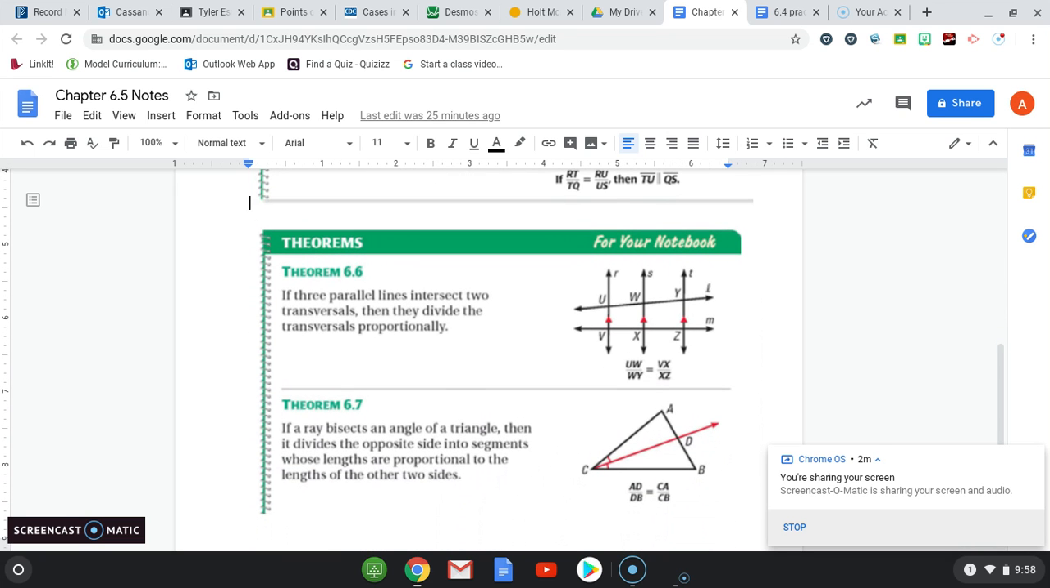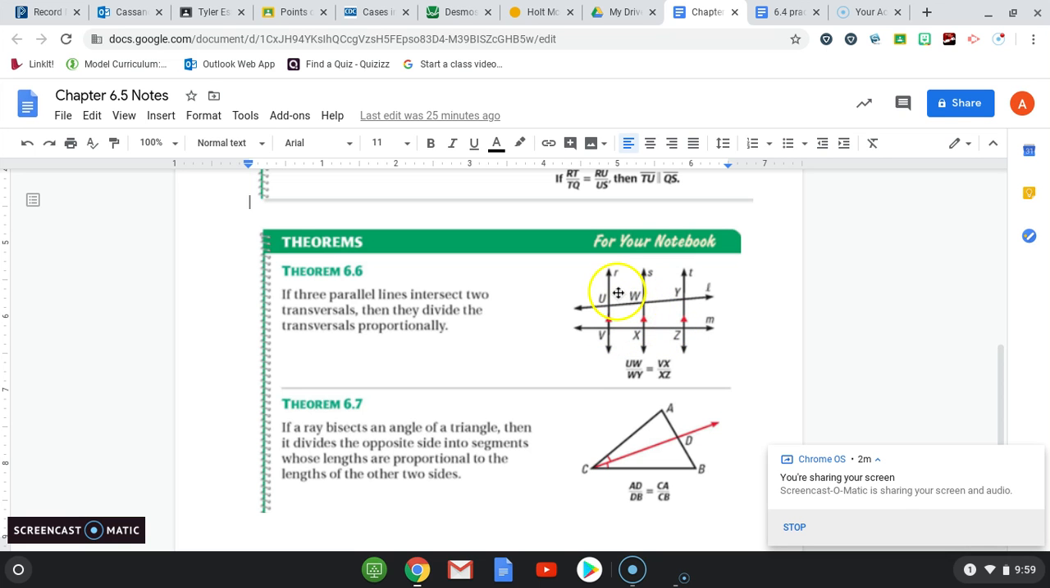The third theorem down here says if you have three parallel lines and you have two lines that are intersecting those three parallel lines, kind of like a grid, okay, then you end up having these pieces here, UW and WY and VX and XZ, and they will be proportional. So the ratio of UW over WY, the ratio of this piece over this piece, is equivalent to this piece, VX, over XZ.